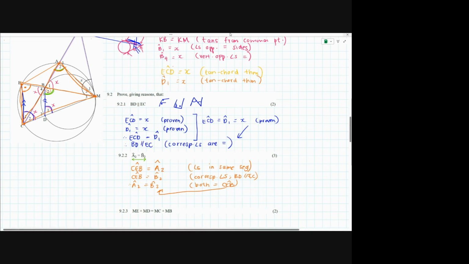Okay, 9.3 is asking us to prove that ME times MD is equal to MC times MB. Anytime you see something like this, you automatically need to think of proportion theorem, okay? Anytime I'm giving you something like this, probably going to be a bit of a proportion situation going on.